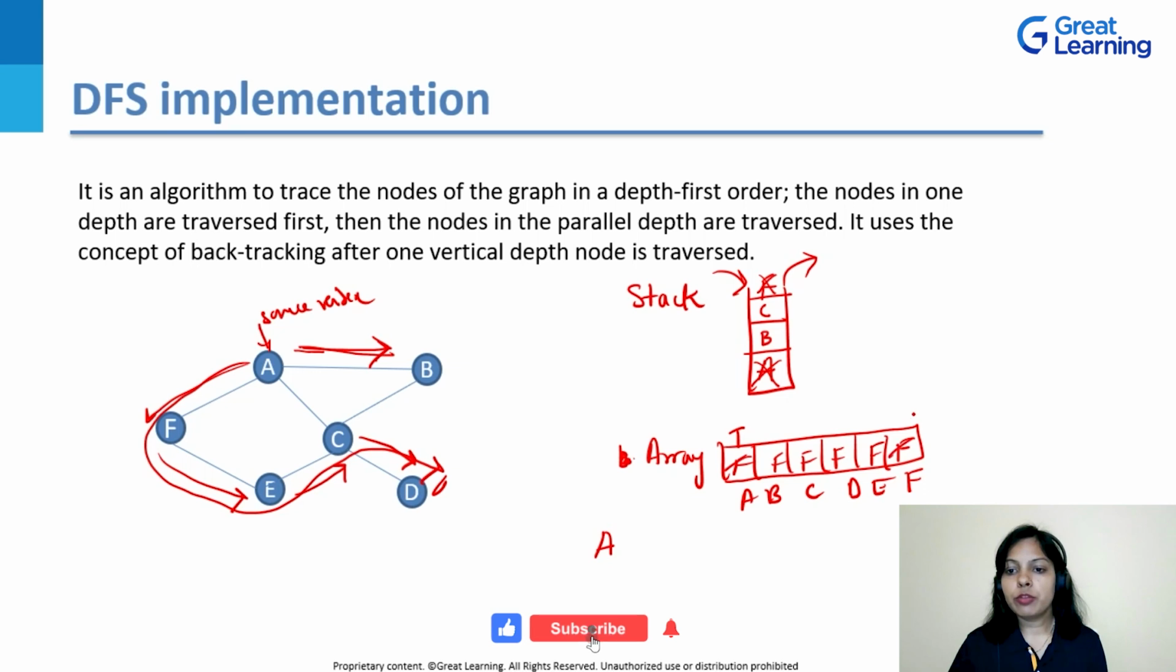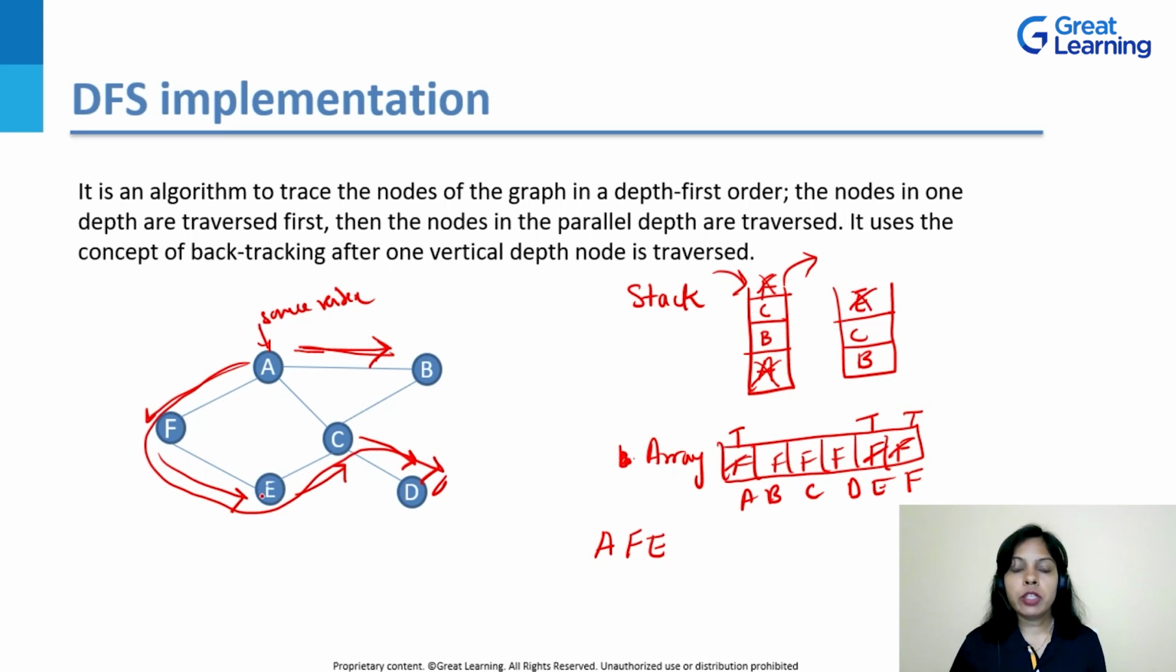F will be marked as true over here. Now, which are connected to F? E and A. A is already visited, so we'll not insert A again. Next is E. So we'll insert E into the stack. So our stack is going to look like something like this: B, C, and E. E will be inserted. Now we'll delete again the topmost element. Topmost element is E. So E will be deleted, and E will be marked here as true.